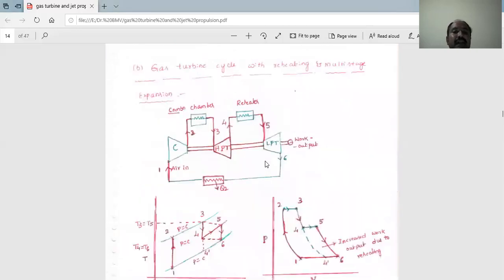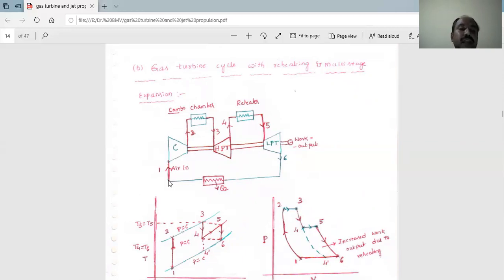The gas turbine cycle with reheating and multi-stage expansion. While reheating the gas turbine, the gas is heated two times. That is what you can call the reheating of a gas turbine. Here it consists of a compressor, a high pressure turbine and a low pressure turbine. All these compressor and turbines are connected with a single shaft. All the shafts will be interconnected one by one.